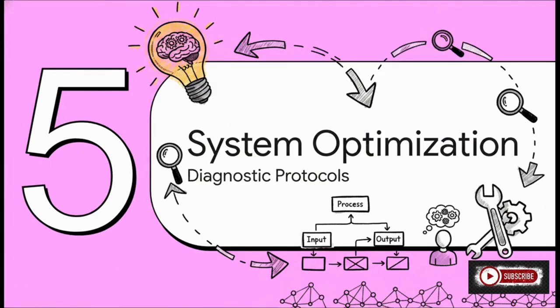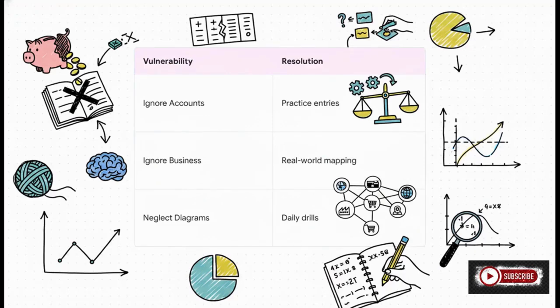Finally, Section 5. Executing system optimization, diagnostic protocols for the focused learner. Understanding this massive economic architecture is great, but how do you actually optimize your own study engine to master these concepts? Look, every system has bugs, and your study routine is honestly no different. Are you ignoring your accountancy foundations? Your resolution protocol is to practice journal entries daily using real-world transactions. Underestimating business studies? Start mapping those theories to real-world scenarios instead of relying on rote memorization.